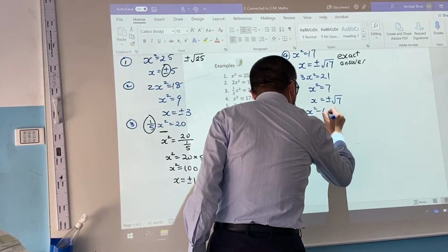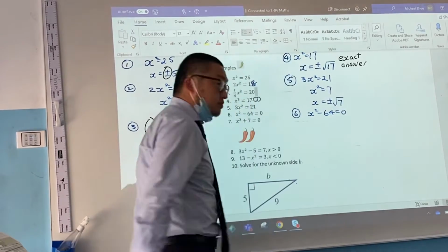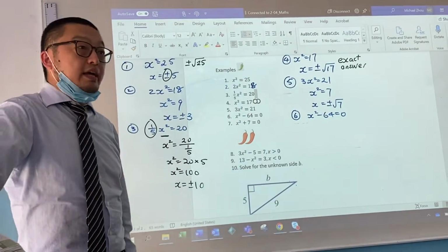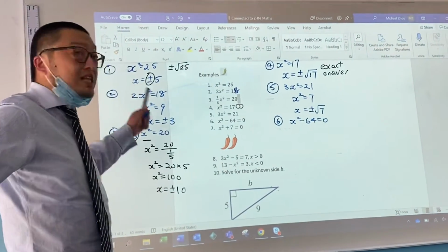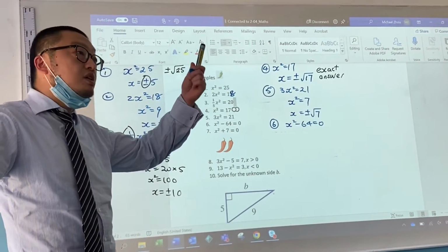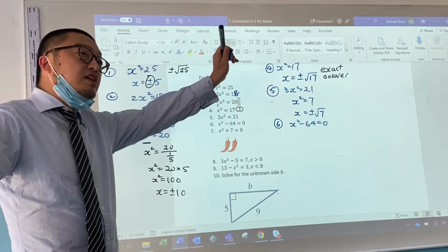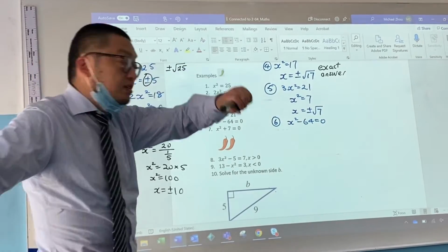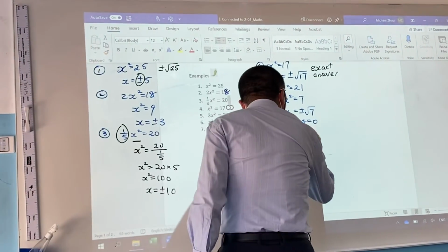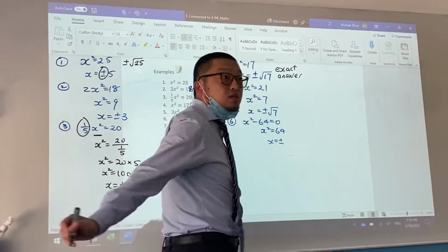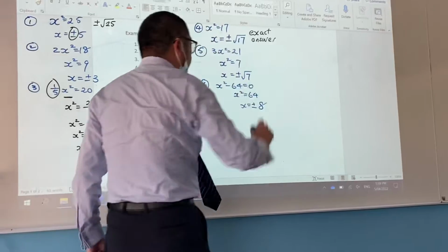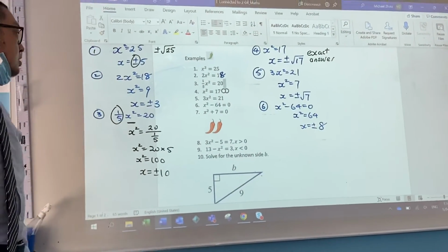X squared minus 64 is 0. Take the 64 to the right hand side. Very good. Just like when we saw basic equations in the past, we want to have the letter on the left hand side, number on the right hand side. So we have x squared equals 64, x equals plus minus 8. Well done.